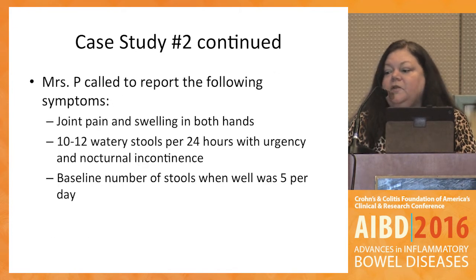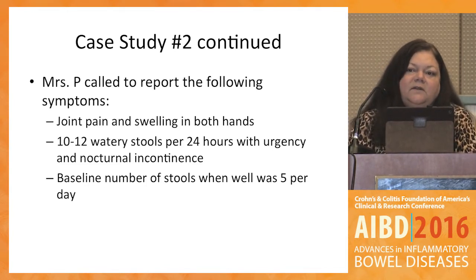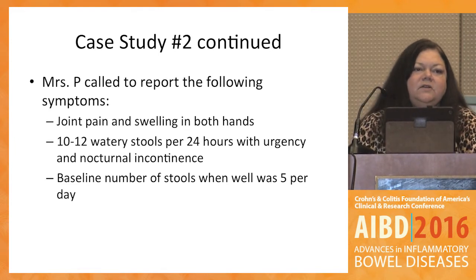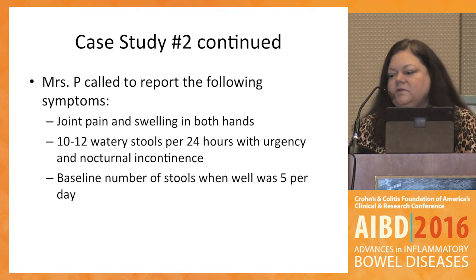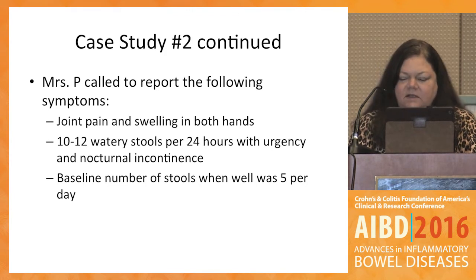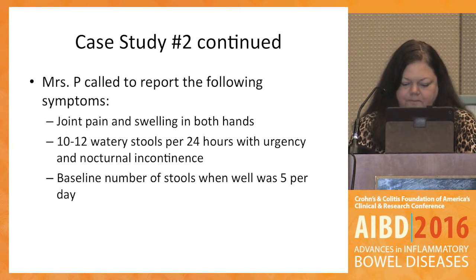So she called to report the following symptoms. She had joint pain and swelling in both hands, which was severe enough that it was affecting her quality of life. She was having issues with trying to hold a glass to take a drink of water because her hands were so painful. And then she developed 10 to 12 watery stools per 24 hours with urgency and nocturnal incontinence. And then the baseline number of stools, when she was well, was about 5 per day. So we knew there was some sort of a problem going on.